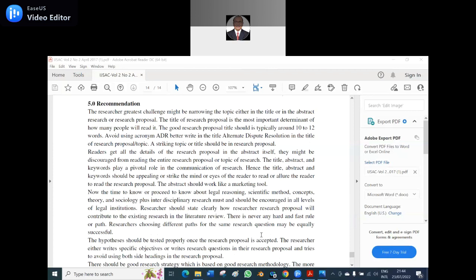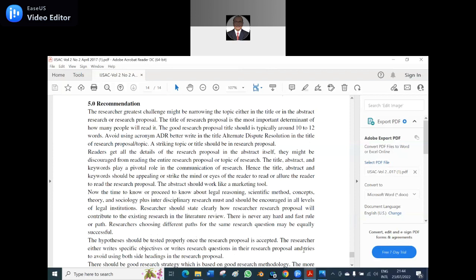There is never any hard and fast rule or path, because every researcher finds their own way of getting the data, compiling it and presenting it also. Researchers choosing different paths for the same research questions may be equally successful, but generally there are accepted norms, and those norms one should follow.